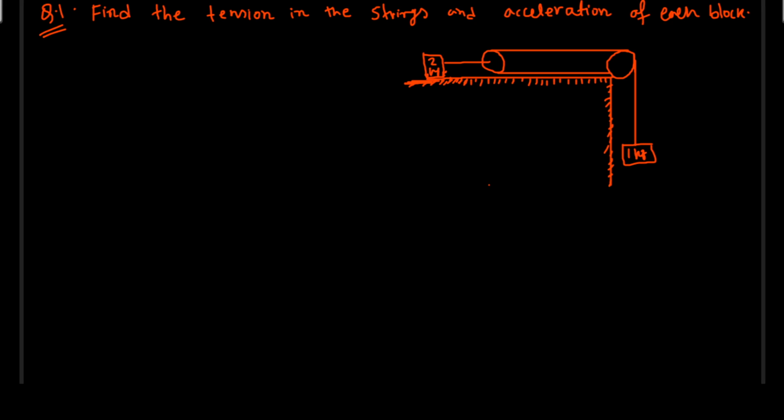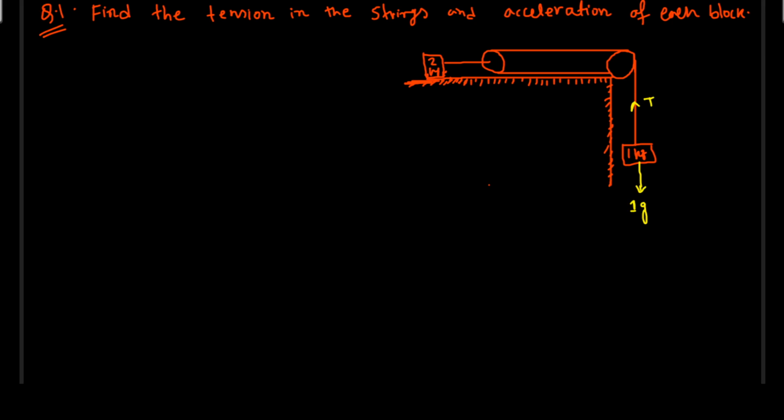To find this, let me first see what forces are acting on the blocks. Here there are objects of 1 kg, 2 kg, and another 1 kg. The force acting on the 1 kg block in the downward direction is 1g, that is mg, where m is 1. So you can write it as mg, and the tensional force, let me take it as T.